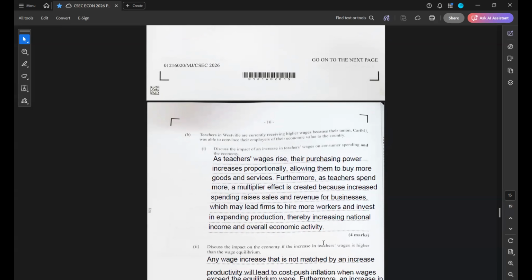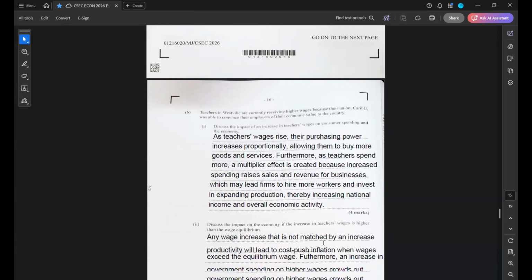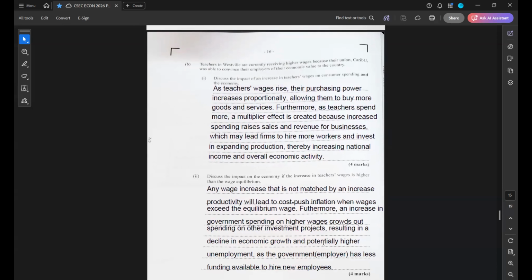Part 2 wants us to discuss the impact on the economy if the increase in teachers' wages is higher than the equilibrium wage. Any wage increase that is not matched by an increase in productivity will lead to cost push inflation when wages exceed the equilibrium wage. Furthermore, an increase in government spending on higher wages crowds out spending on other investment projects, resulting in a decline in economic growth and potentially higher unemployment, as the government, who is the employer in this case, has less funding available to hire new employees.